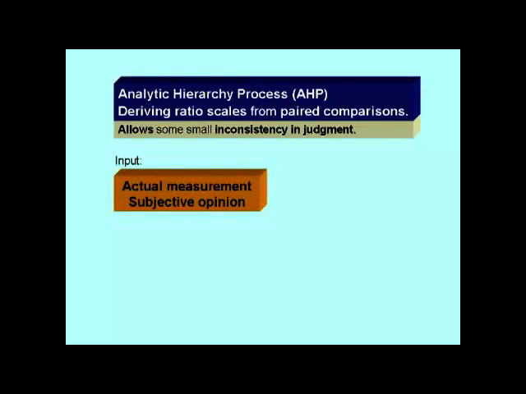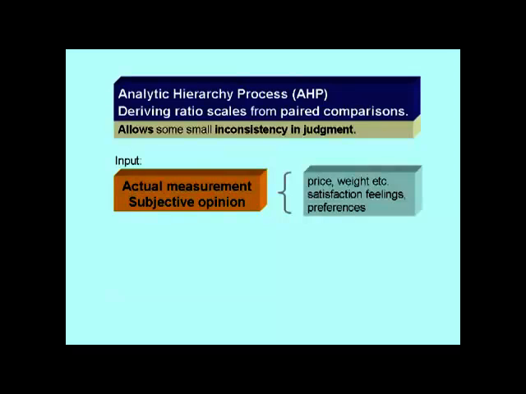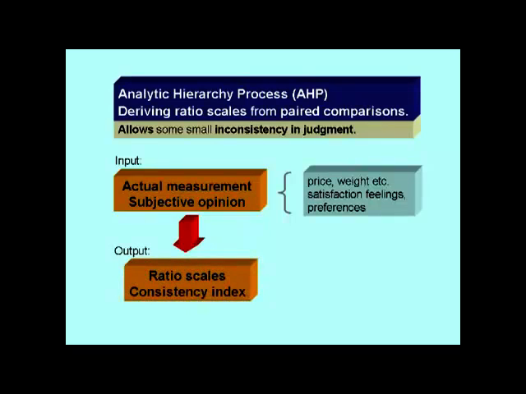As an input, you can use actual measurements like price, weights, and so on, or subjective opinions like satisfaction feelings or preferences. And as an output, you will get ratio scales and a consistency index. The method is based on the solution of an eigenvalue problem. The ratio scales result from eigenvectors and the consistency index from the eigenvalue.